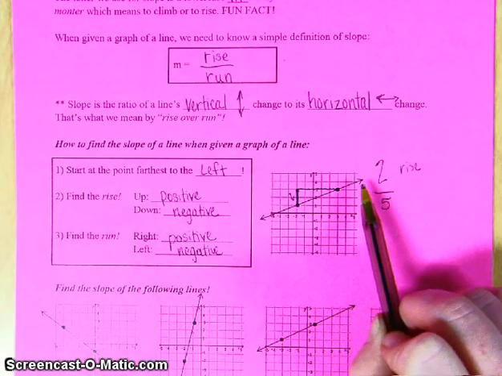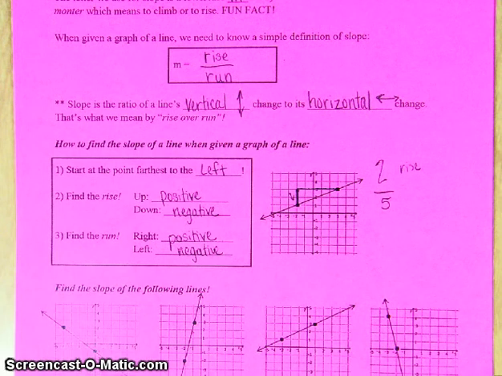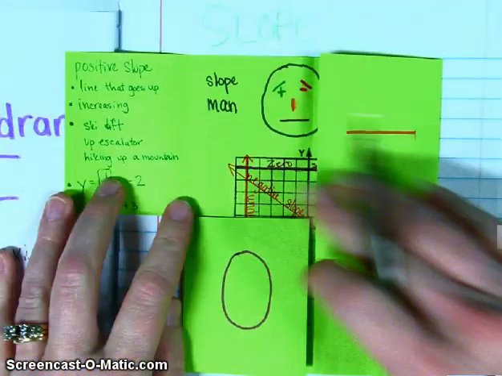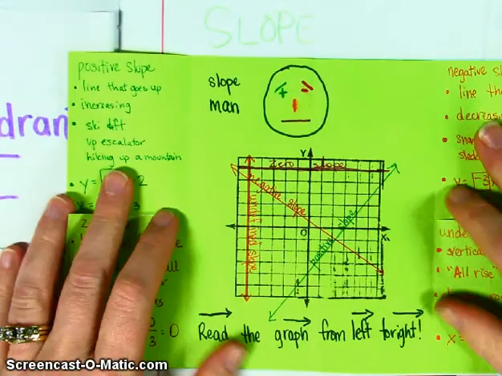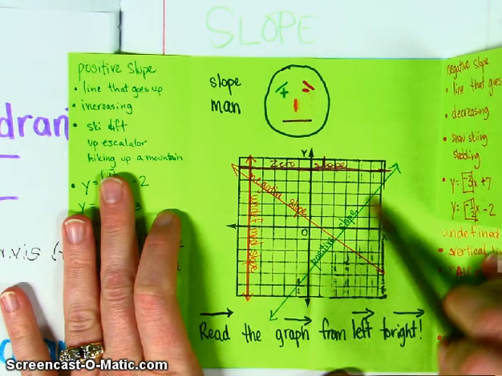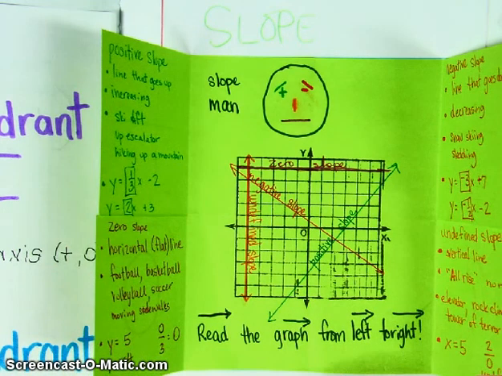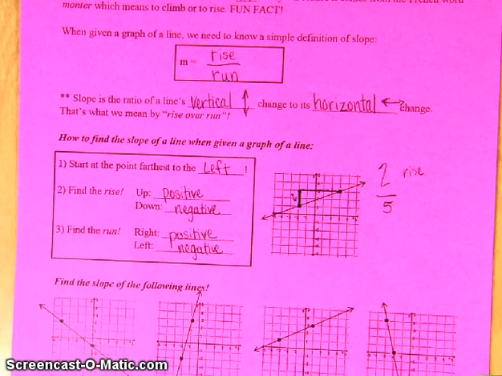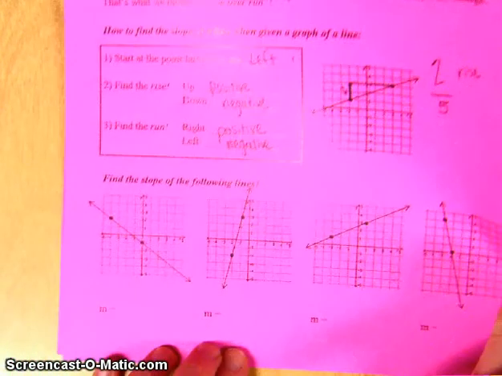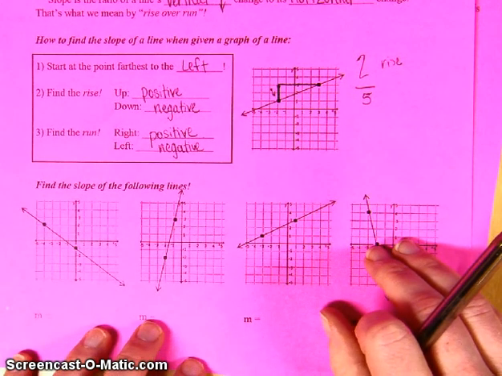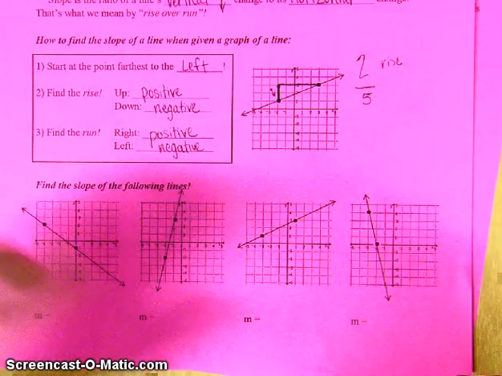If you look at this line and compare it to our previous foldable, when we read a graph from left to right, if it starts low and increases to the right, that is a positive slope. So let's look at these other graphs. Find the slope of the following lines.